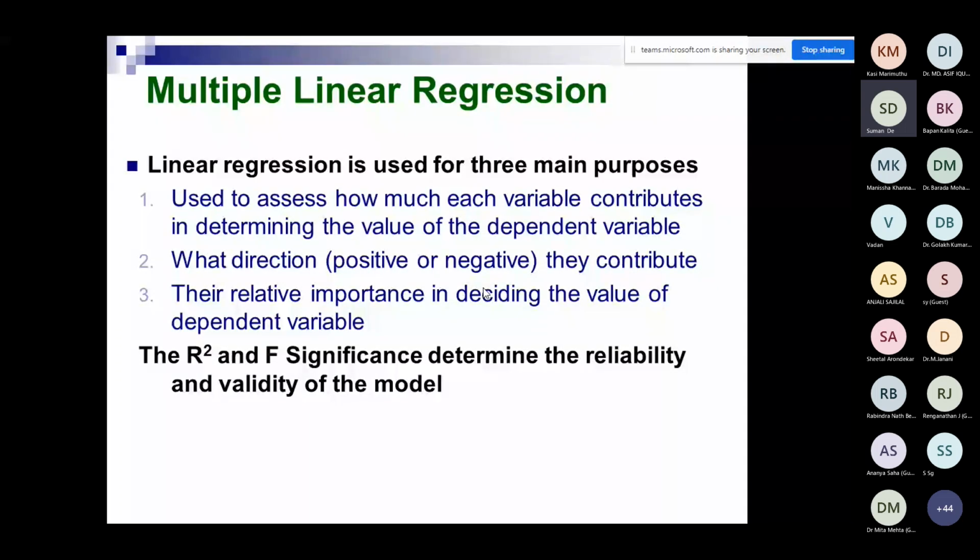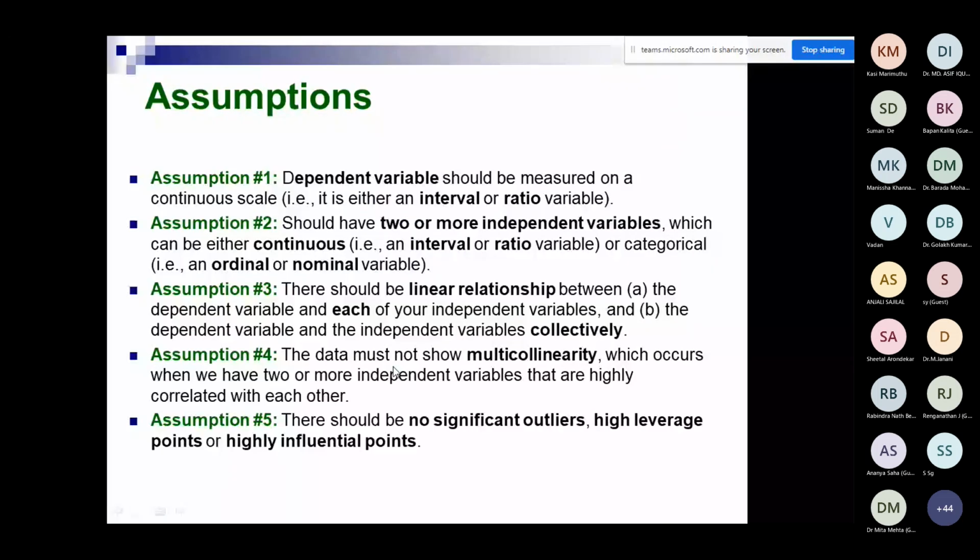So the R square and F significance determine the reliability and validity of the model. While conducting multiple linear regression, I will explain the importance of R square and the significance. So what are the assumptions? The assumptions are similar to simple linear regression.